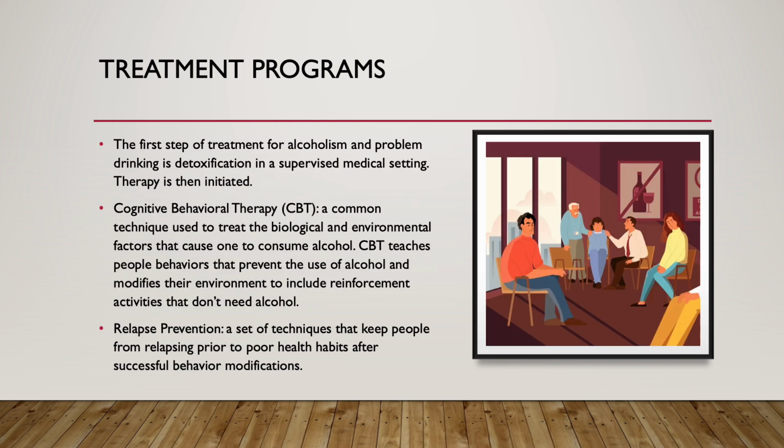When looking to treat an alcoholic or a problem drinker, the first step is usually a medically supervised detoxification, which then allows for the beginning of therapy. One common therapy is cognitive behavioral therapy, a technique that teaches people behaviors that prevent the use of alcohol and modifies their environment to include reinforcement activities that don't allow them to go back to consuming alcohol. They also undergo relapse prevention techniques, which keep them from relapsing and going back to alcohol.